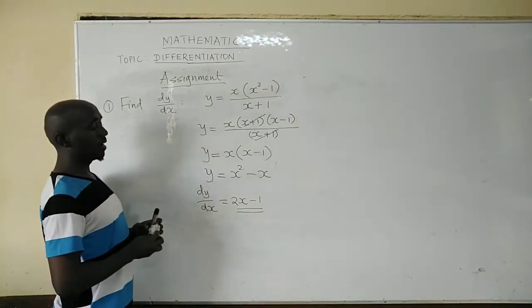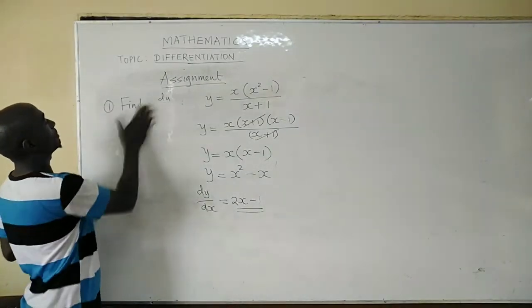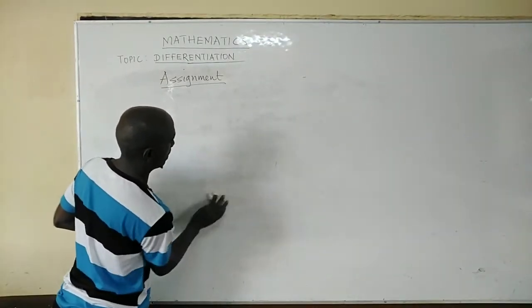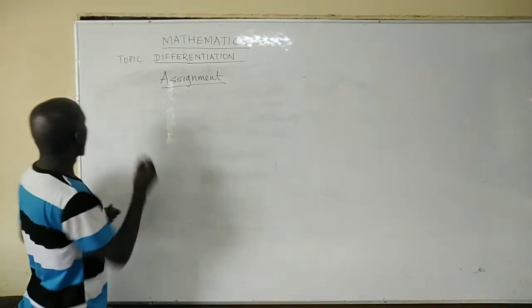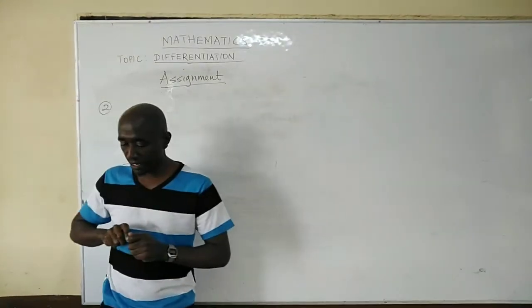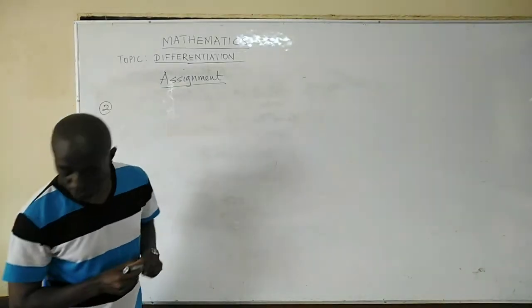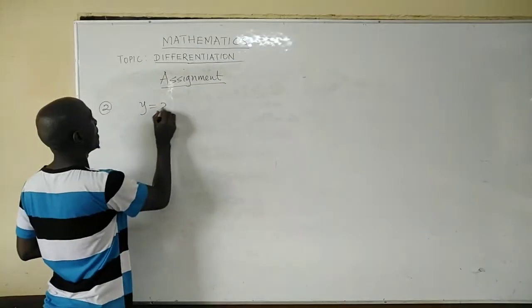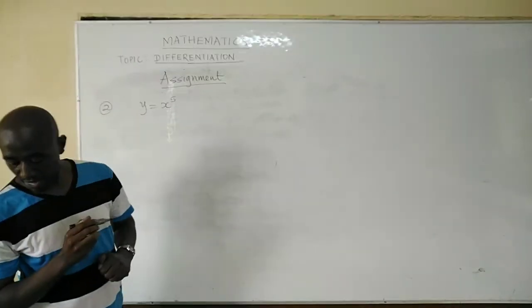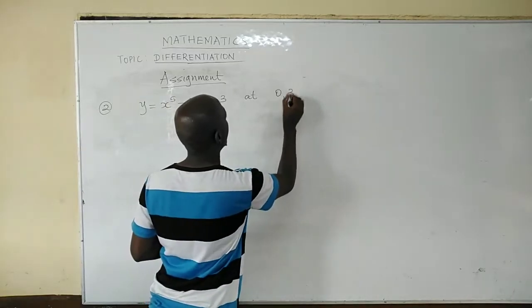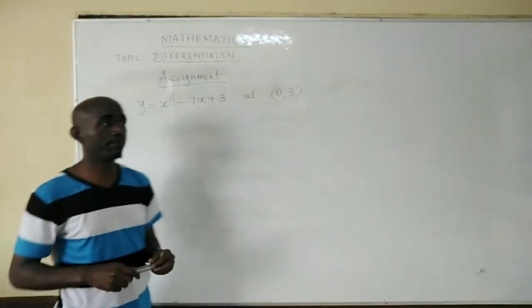Then there is a question 2 which I gave as assignment. Let's look at question 2. The question 2 which I gave as assignment is find the gradient of the curve y is equal to x power 5 minus 7x plus 3 at 0, 3. Find the gradient of this curve at that point.